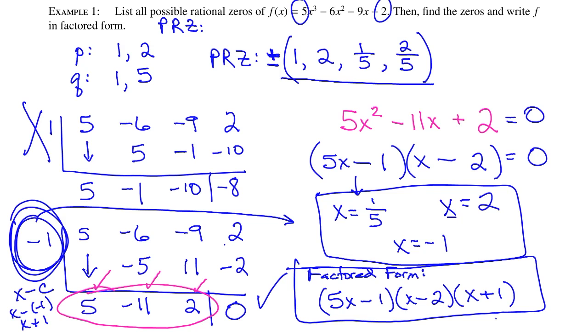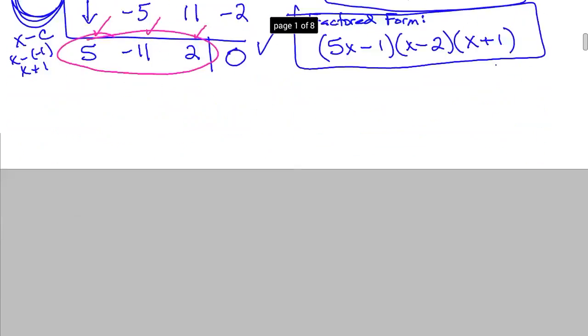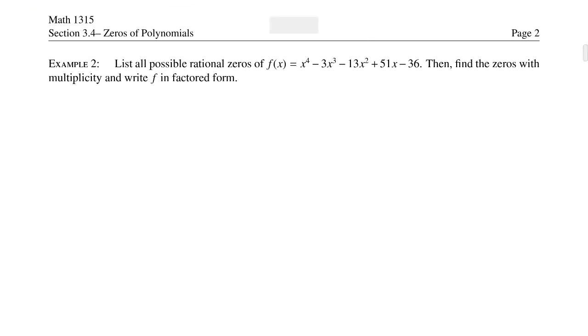Let's look at example 2. Example 2. List all possible rational zeros of f of x equals x to the 4th minus 3x cubed minus 13x squared plus 51x minus 36. Find all zeros with multiplicity and write f in factored form.